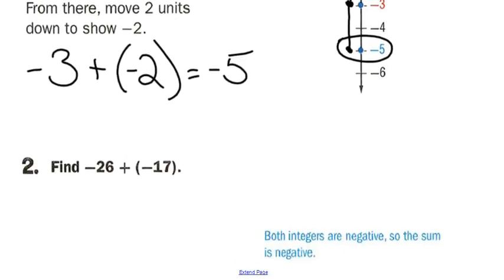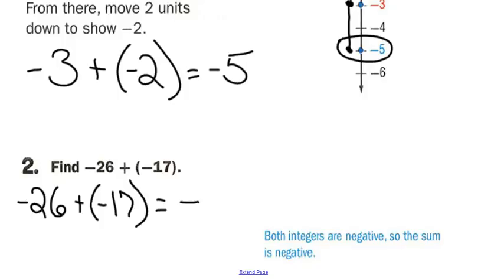So let's look at another way of doing this. Okay, so we have negative 26 plus negative 17. So if we keep in mind that we have the same sign on both of these numbers, we know that negative 26 plus negative 17 have the same sign.